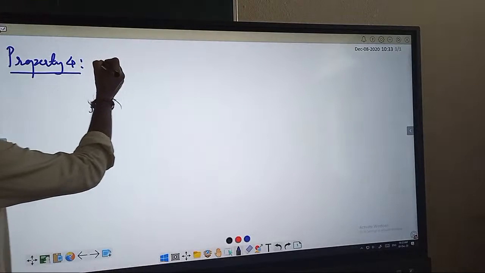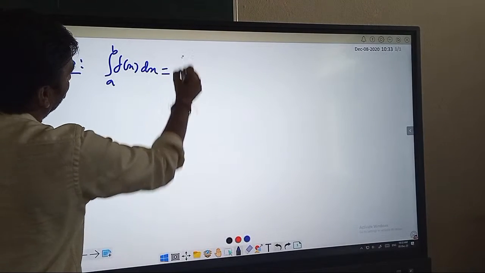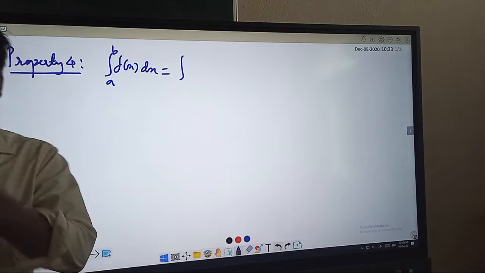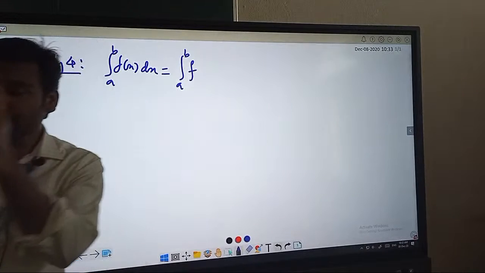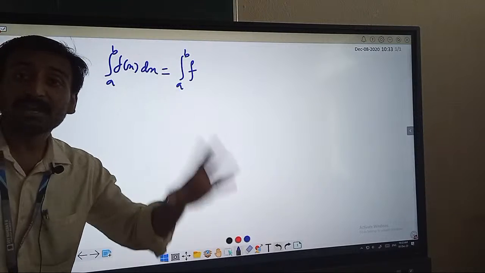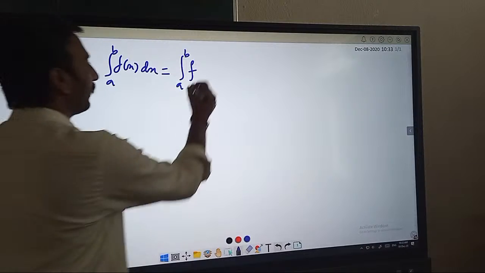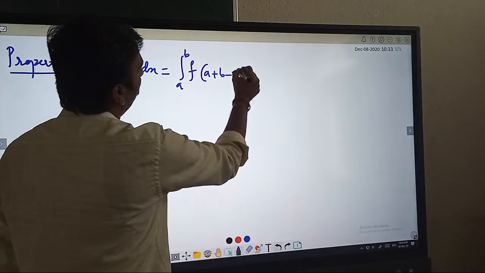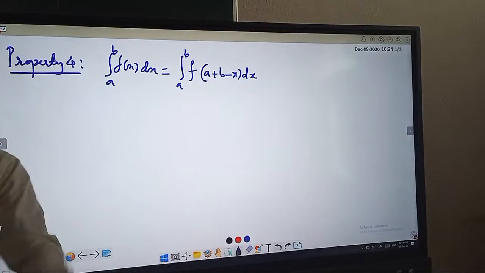Integration from a to b of f(x) dx. Nothing will happen to it if you write like this. Suppose you replace this x by the sum of upper limit and lower limit minus x, then also no change. Say for example, lower limit is a, upper limit is b. I write f of (a plus b minus x) dx. Then also the value of the function will be the same.